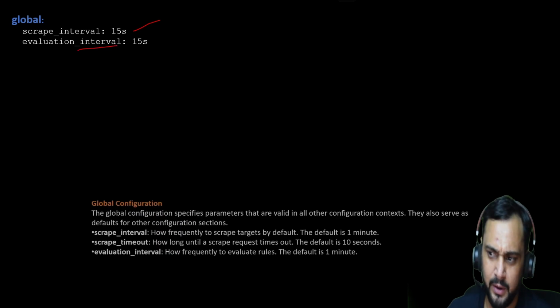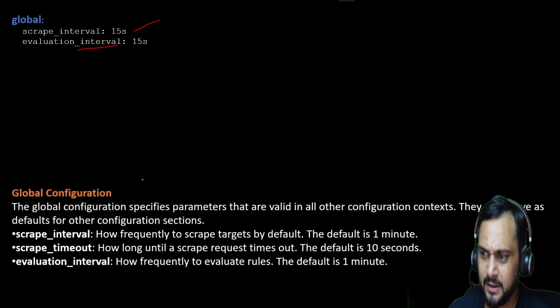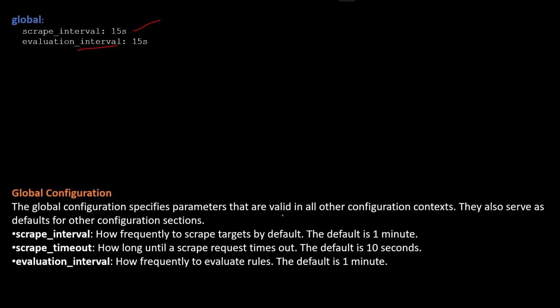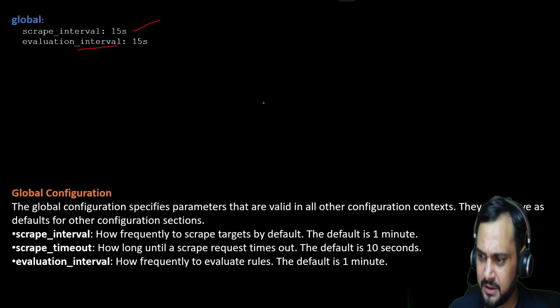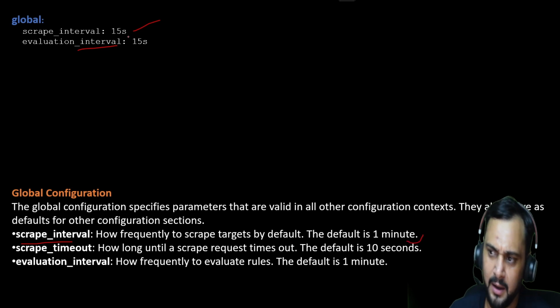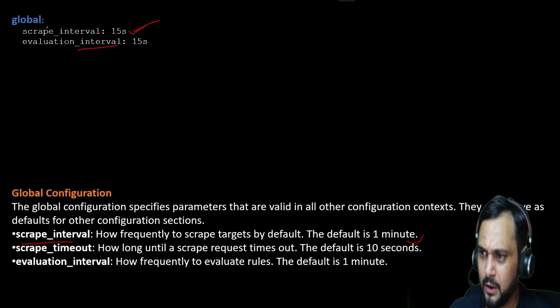Here I will show you in a couple of minutes what global settings says. The global configuration specifies parameters that are valid in all configuration contexts. They also serve as a default for other configuration sections. Scrape interval: how frequently to scrape targets. By default the time is 1 minute. You can override it here. In this configuration file, I have overridden it from 1 minute to 15 seconds. It's all up to you how you want to proceed.